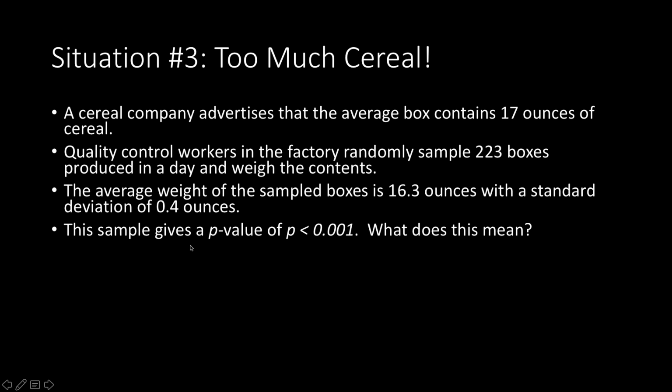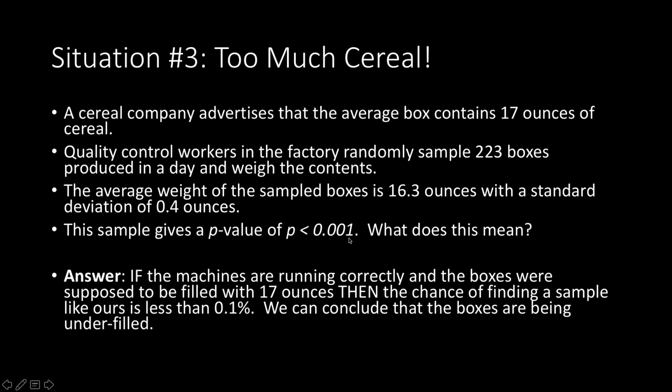Well, actually some statistical test gives us this p-value. Now, notice they didn't actually give you the p-value. They just said it's smaller than 0.001. This happens fairly often. What's that mean? Well, if the machines are running correctly and the boxes were actually filled with 17 ounces of cereal, then the chance of us finding our sample, our 16.3 average with a standard deviation of 0.4, is less than 0.1%. We're simply not that lucky. So we conclude that the boxes are being underfilled.